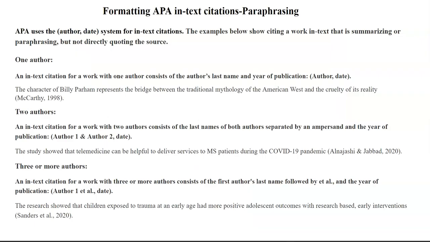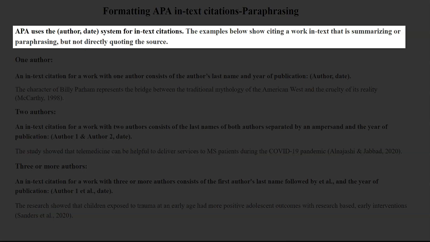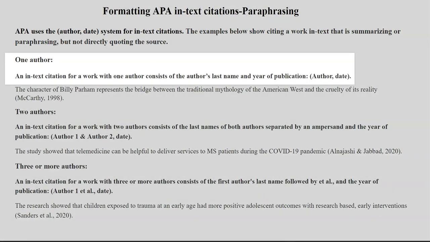Let's begin with how to format your in-text citations when you are paraphrasing or summarizing a work, but not directly quoting from the source. APA uses the author-date system for in-text citations. The examples below show citing a work in text that is summarizing or paraphrasing, but not directly quoting the source. We'll start with one author.